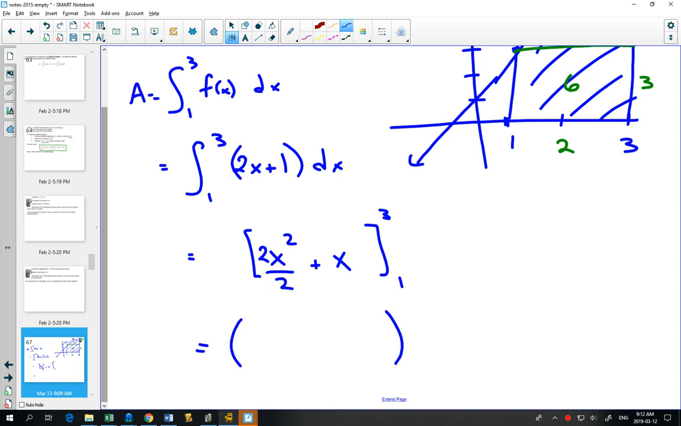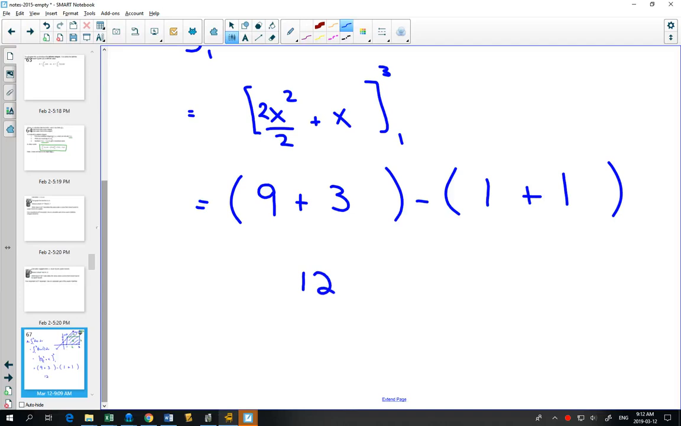And then we plug in 3, we plug in 1, and we see what happens. If I plug in 3, I'm going to get 9 plus 3. If I plug in 1, I'm going to get 1 plus 1, which will give me 12 minus 2, which also gives me 10, which is the same area that we have.